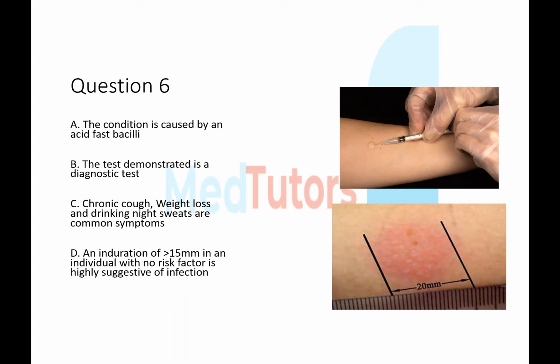It just tells us that the patient has been exposed, that's all. So it can't be used for the sole purpose of diagnosis. It only tells us that this patient has been exposed. So the condition is caused by an acid-fast bacilli, yes, which is Mycobacterium tuberculosis. So we've talked about B is wrong. So C, chronic cough, weight loss, drenching night sweats, sorry about the typo, are common symptoms. So yes. An induration of more than 15 millimeters in an individual with no risk factor is highly suggestive of infection. So that's also correct.